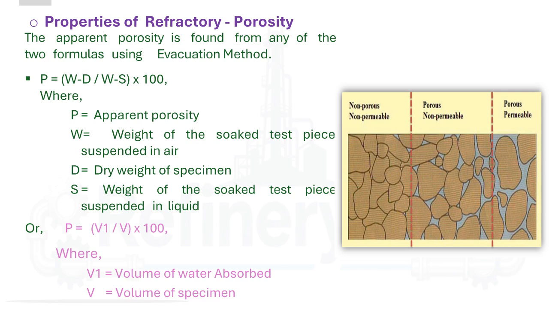In short, porosity is the property that tells us whether a refractory will act as a barrier or a sponge. Understanding this balance is essential for choosing the right material for each operating condition.